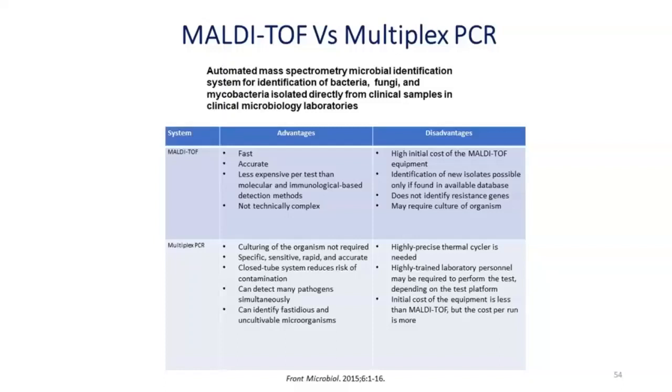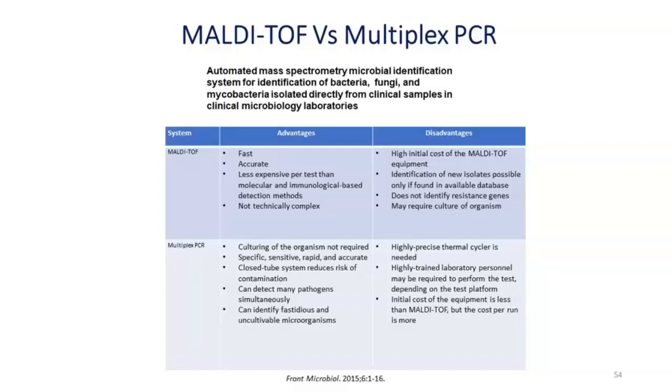If you do it for syndromic, which I'll show you a little bit later, the culture of an organism is not necessarily required. It can be very sensitive and specific. It does require a cycler, a little bit more highly trained laboratory personnel to run it. And the test is more costly per test because they're running it against multiple antigens. But both of these complement each other very, very nicely.